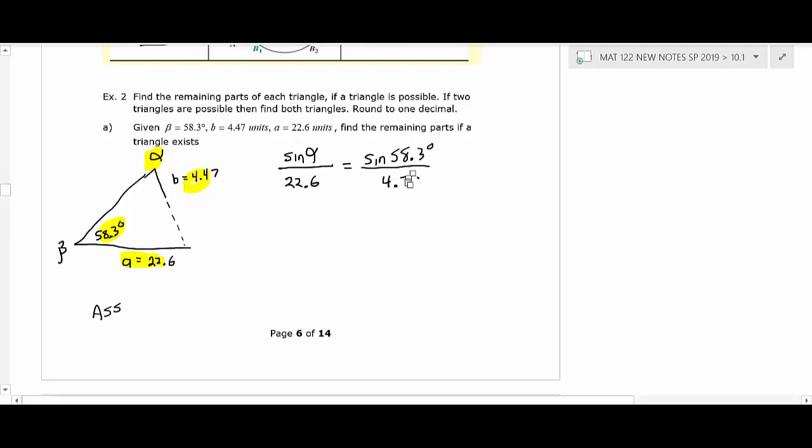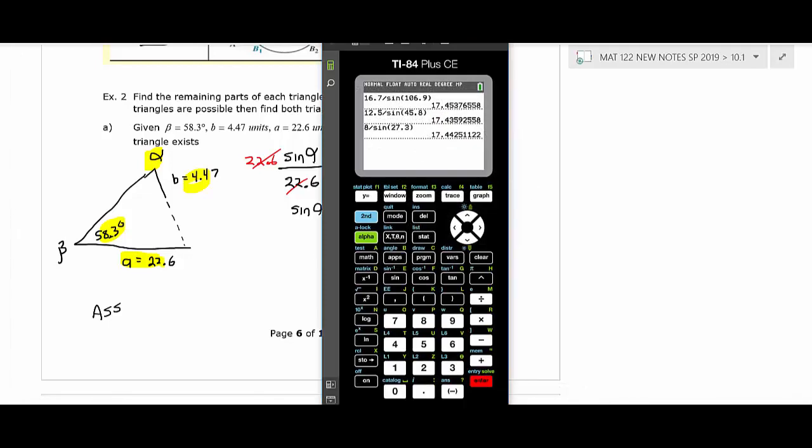Now, like I said, the math will bail you out, and it'll tell you how many solutions you're going to have. If you just do the law of sines and a little bit of logic, you'll be able to reason this out fine. So I'm going to multiply both sides by 22.6, and I'll get out my calculator. So I've got sine of alpha is equal to 22.6 sine of 58.3 all over 4.47.